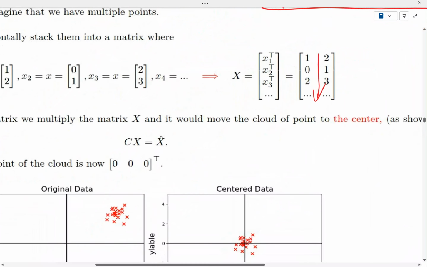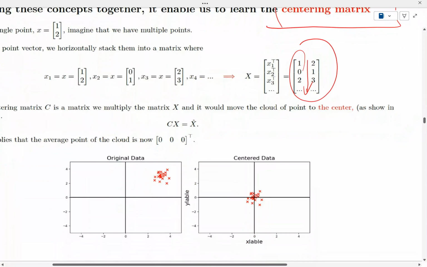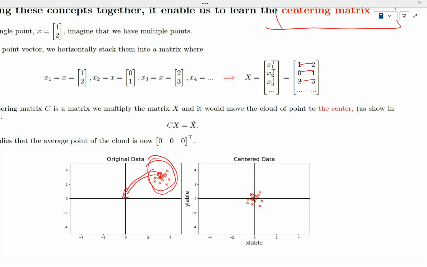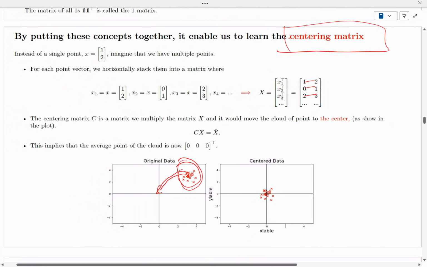vertically. And if we have this bunch of data and we plot them out on the plot, it may look like this. And a very common thing that we like to do is that we want to move this data to the center of the plot, which means we need to remove the average. So for every single point, we want to remove the average so that the entire cloud moves towards the center. And therefore, there's a matrix that does this called the centering matrix.